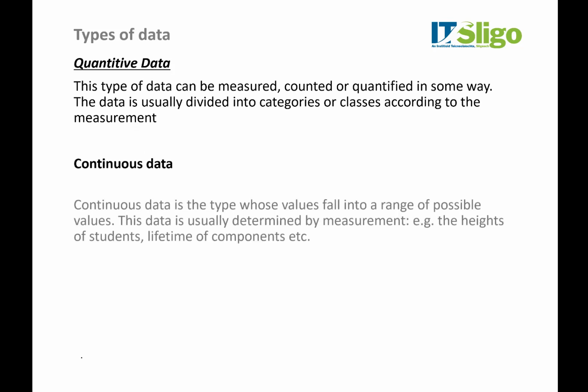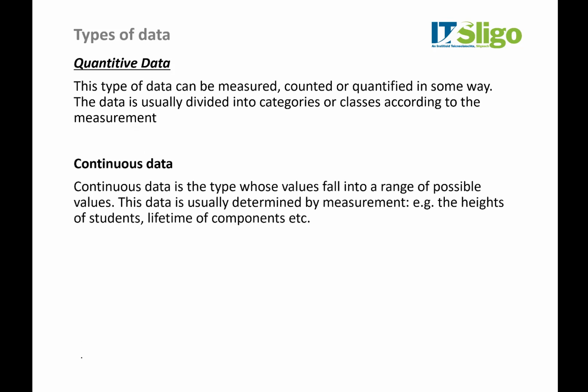So continuous data is the type that's measured. With continuous data, your values can take any value on a range of possible values. So say if we're talking about the heights of adults, a person could be anywhere really from say 100 centimeters up to say 250 centimeters. So the data falls within a range, and to find continuous data we usually measure it with a measuring tape in this case.